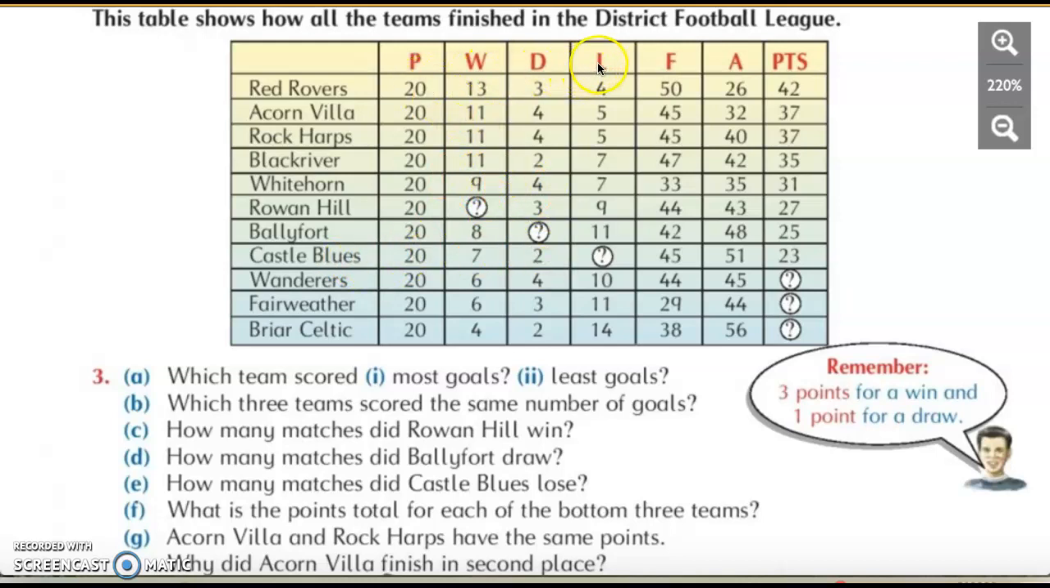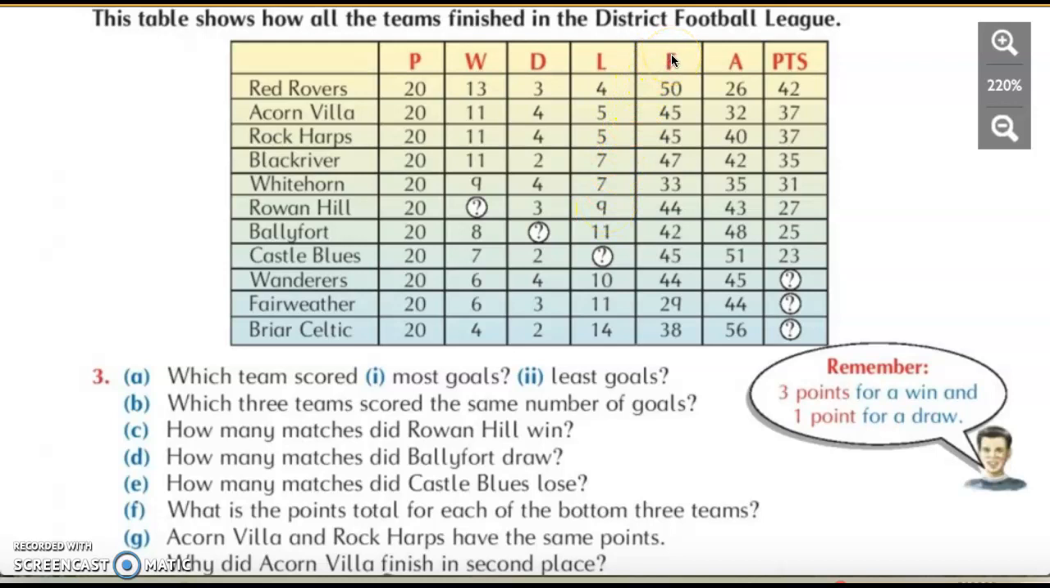Moving on to L. L is for the amount of games each team lost. Red Rovers only lost 4 games, whereas if you come down to Rowan Hill, they lost 9 games.